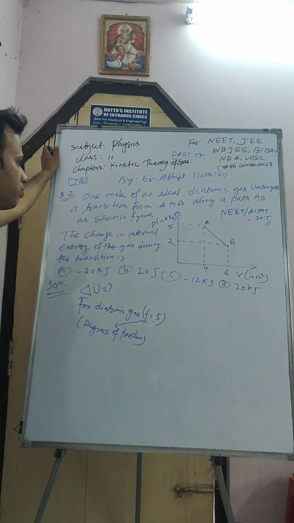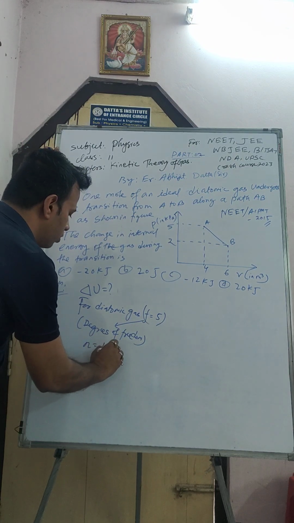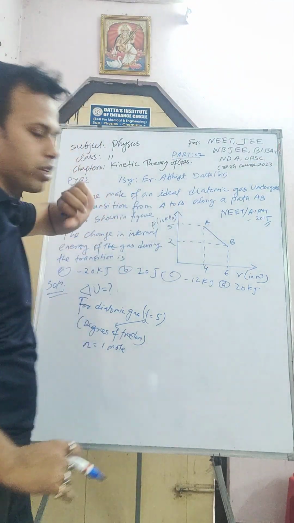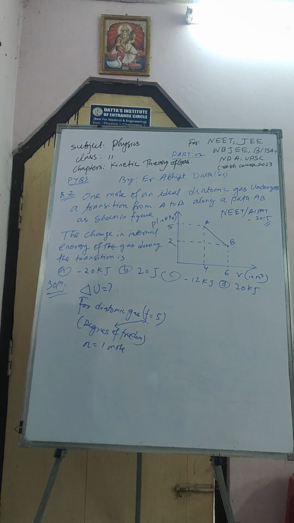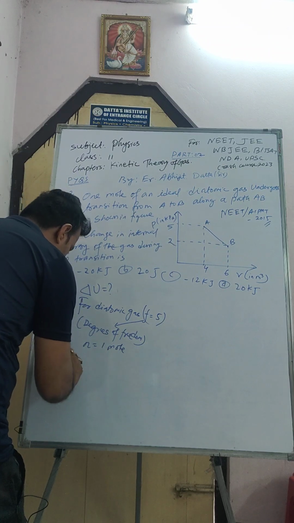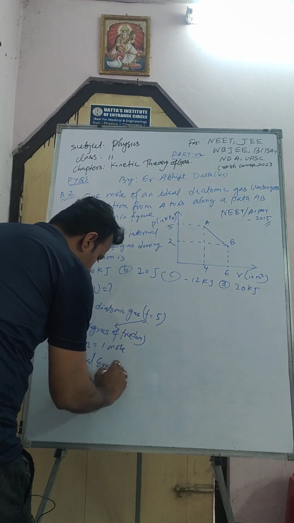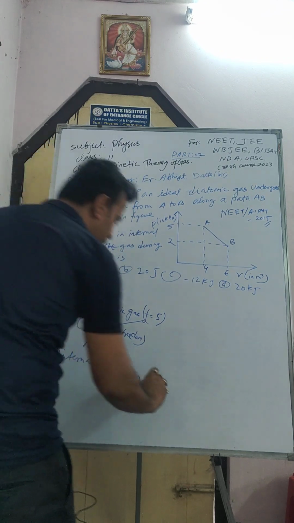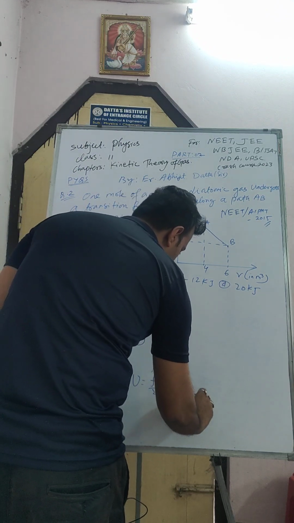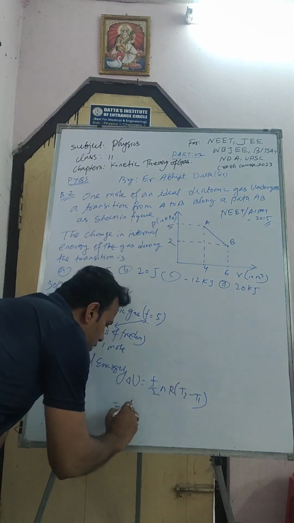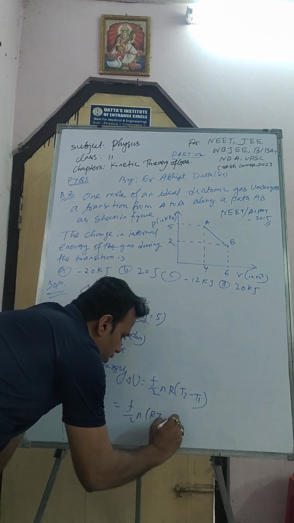Now 1 mole. So n is 1 mole. Now we have to find out from this figure. There is a formula for internal energy. The formula is what? Change in internal energy, delta U equal to F by 2 n R (T2 minus T1). So if you multiply this, it will be F by 2 n R T2 minus n R T1.